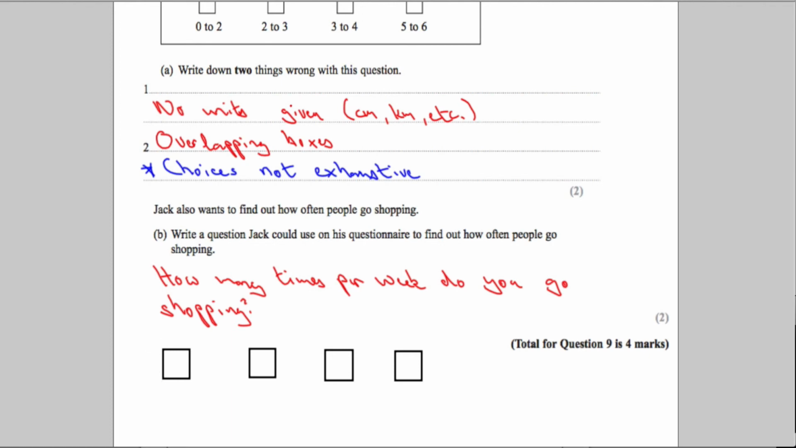So we're going to say, well, between 0 and 2 times per week, or 3 to 5 times per week, or 6 to 9 times per week, or more than 9. And that should get us the full 4 marks.